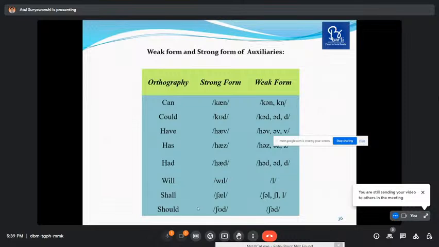The next word is shall. As a strong form, I use it 'shall'. In the weak form, I use it 'shəl' or 'shl'. Okay, so this is weak form. So let us turn towards the next word, should. Should is the strong form and 'shəd' is the weak form of this.